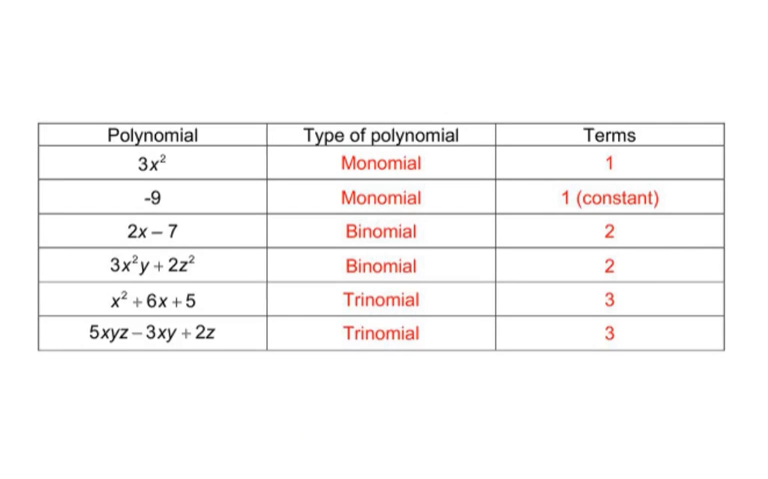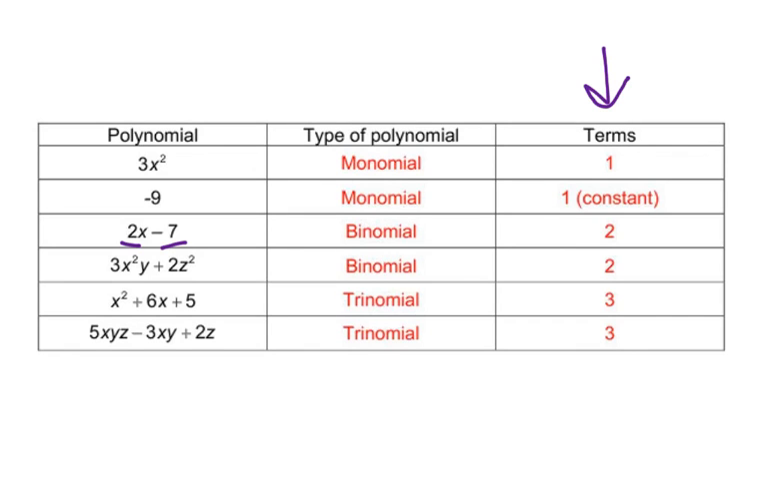Okay, so let's look at each of these. We have to identify the type of monomial and how many terms. Probably you want to look at the terms first. 3x squared has one term because there's no plus, there's no minus. Negative 9 has one term, it's just a constant.